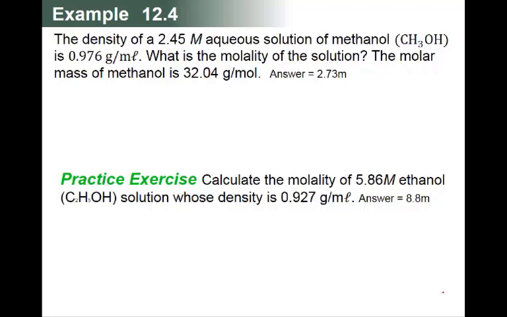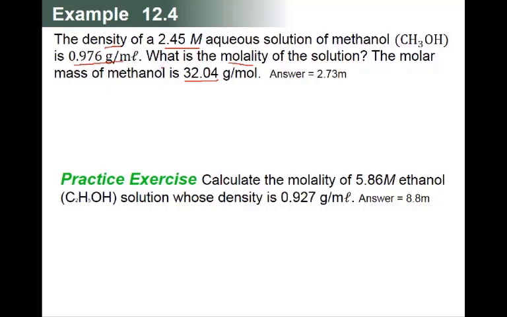Here in this problem he is giving you the density of the solution, this is the density, grams per milliliter. So this is the density, not this 2.45, this is the molarity. See the units. Okay, what is the molality? So question is molality, and the molar mass is, again, given here. In practice molar mass will not be given, but in this example molar mass is given.